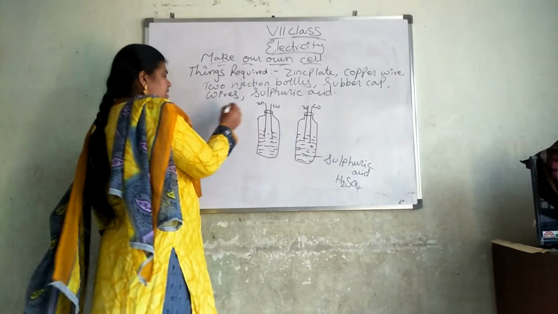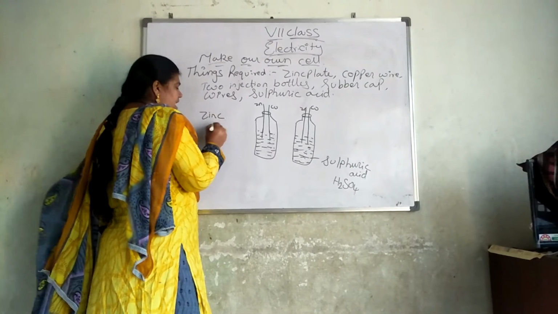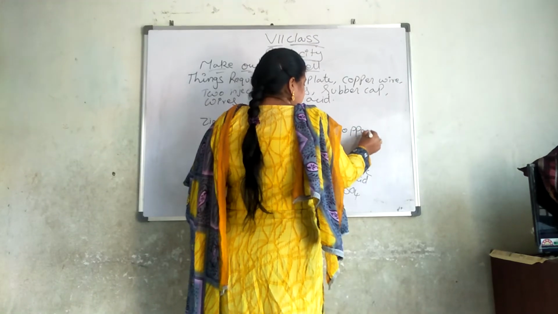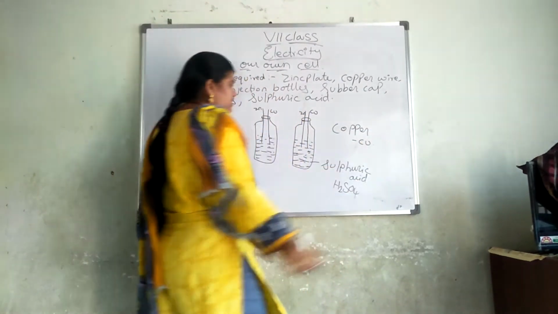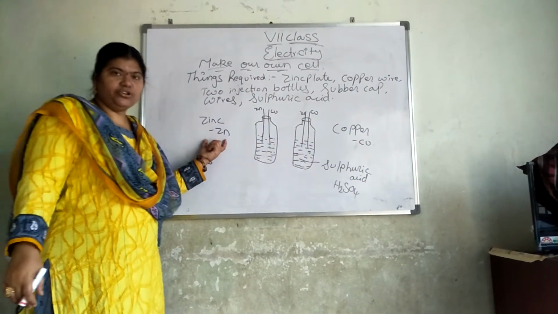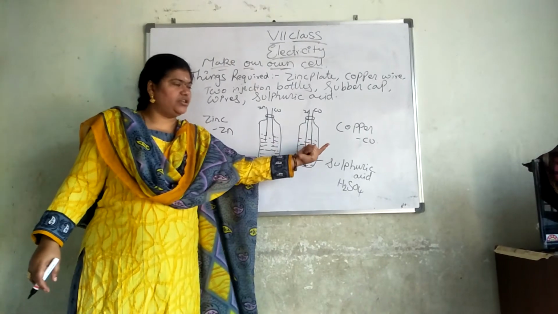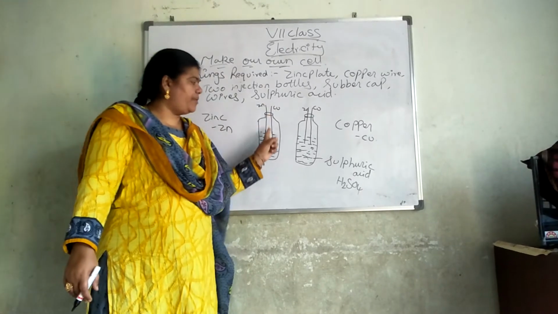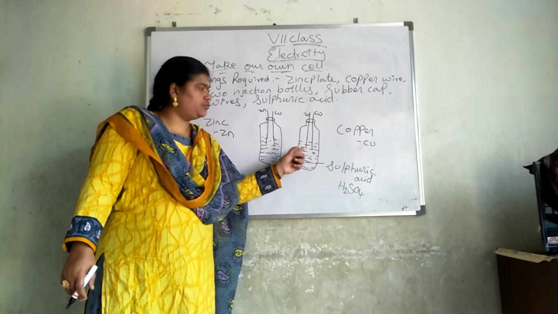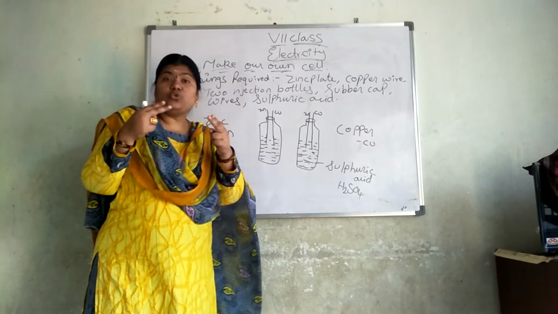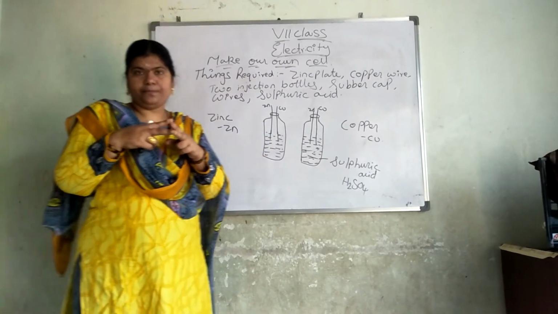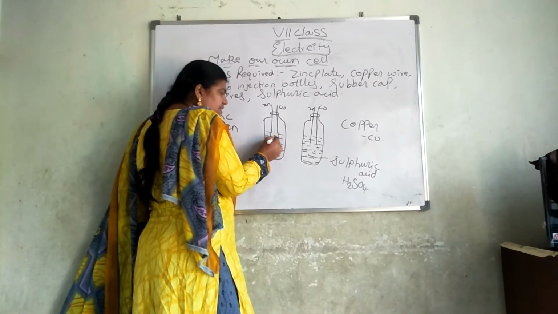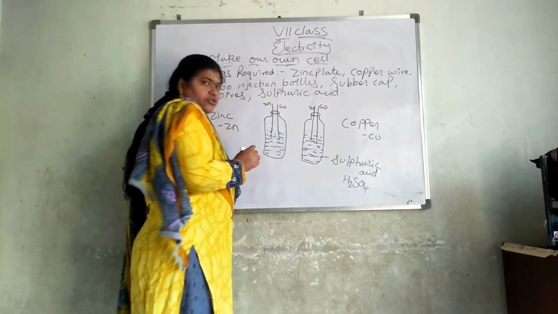You can see that zinc is denoted as Zn and copper is denoted as Cu. Try to understand. Zinc is denoted as Zn and copper is denoted as Cu. This zinc plate and copper wire must be inserted into the sulfuric acid. But the two wires should not touch each other. You can see here I have drawn there is a distance between these two wires, you can find that one.